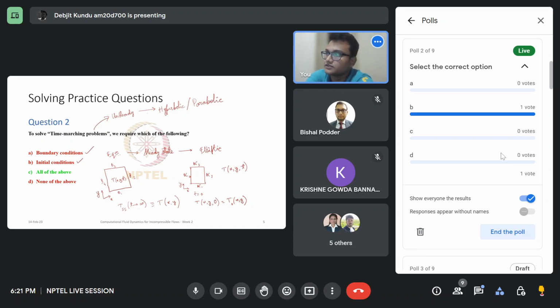And unsteady problems basically change with time. So this solution T is actually a function of the spatial variables x and y as well as the temporal variable t. Got it? So this is basically the format of the solutions that we expect while solving these different kinds of questions. Does this make things clear?